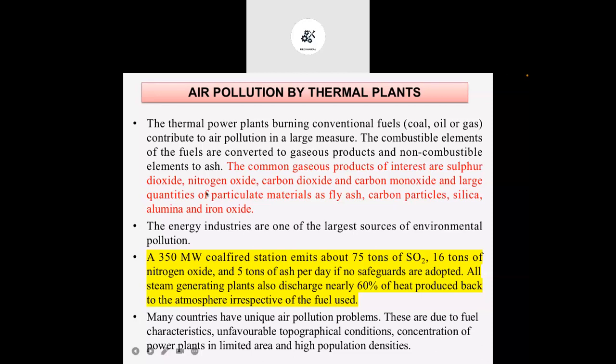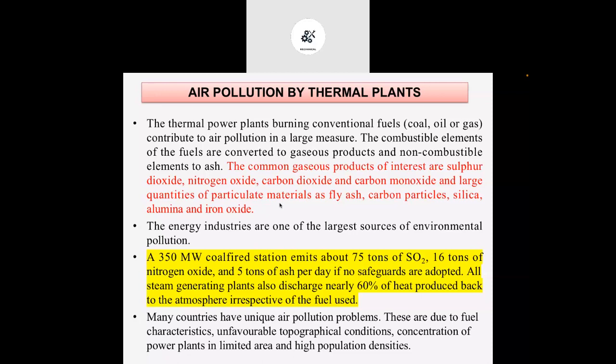Okay. So the common gaseous products or pollutants, as we know, are sulfur dioxide, nitrogen oxide, carbon monoxide, carbon dioxide. Then particulate matter, this is the most concerning area, or we can say pollutant, nowadays in India.